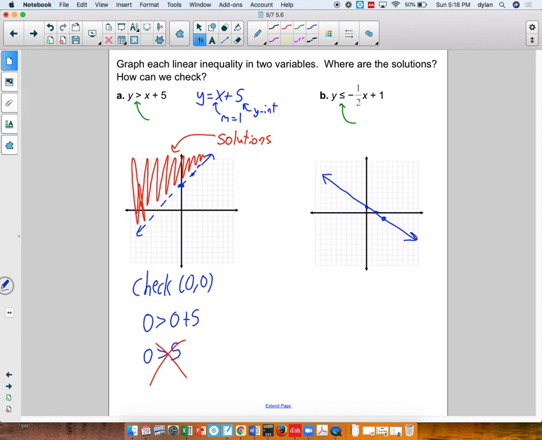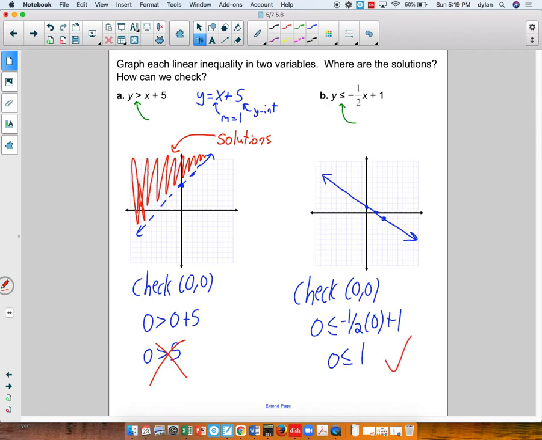But let's say our line looks about like that. So again, to know if I'm going to shade above or below, I'm going to check 0, 0. And in this case, when I check 0, 0, I have 0 is less than or equal to negative 1/2 times 0 plus 1, or in other words, 0 is less than or equal to 1. And that is a true statement.